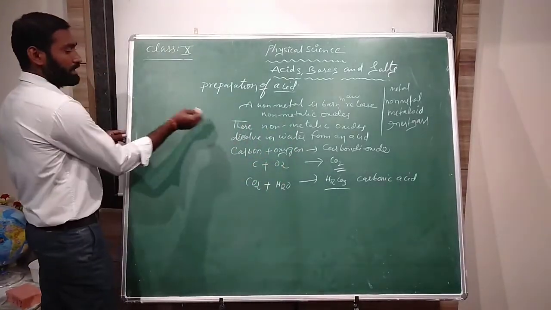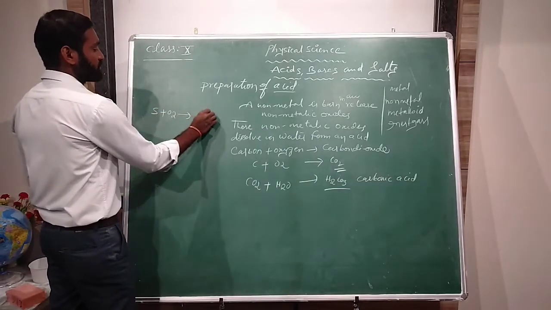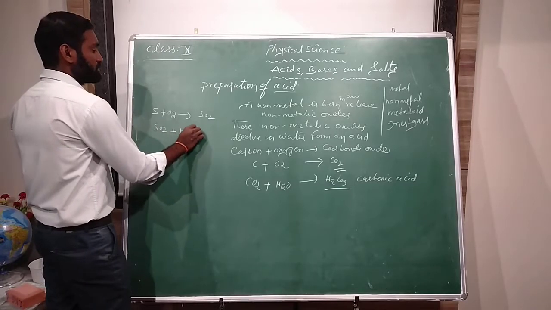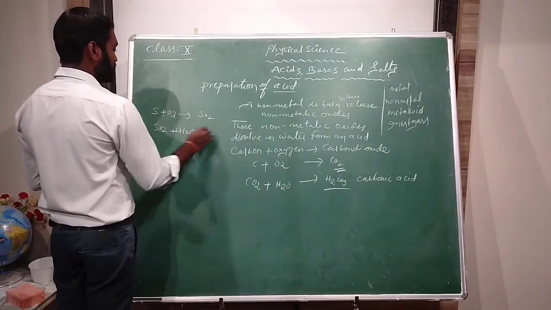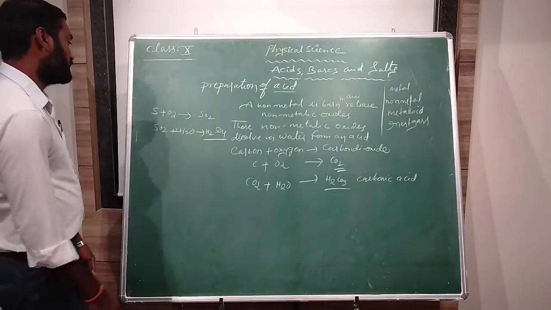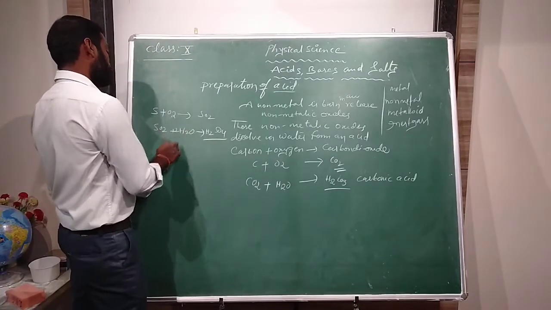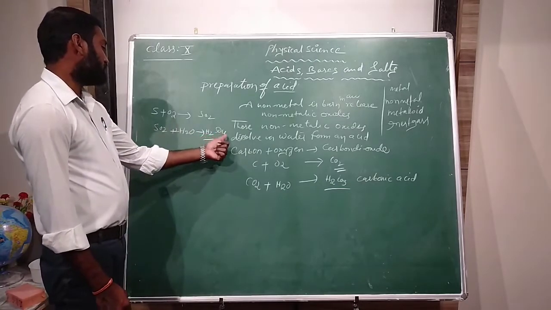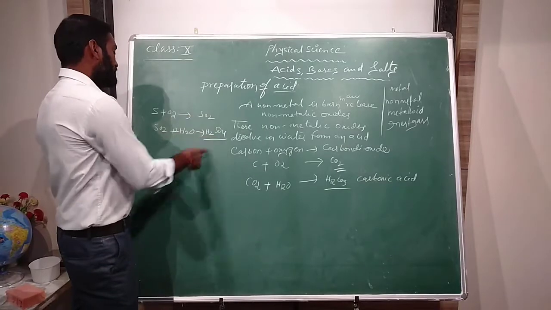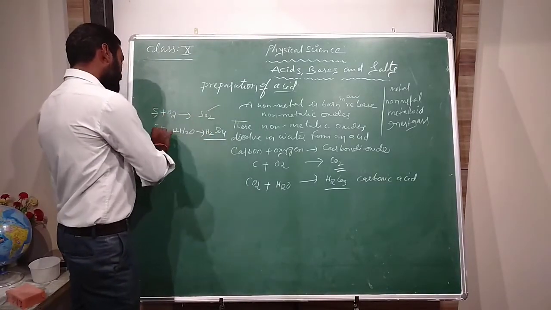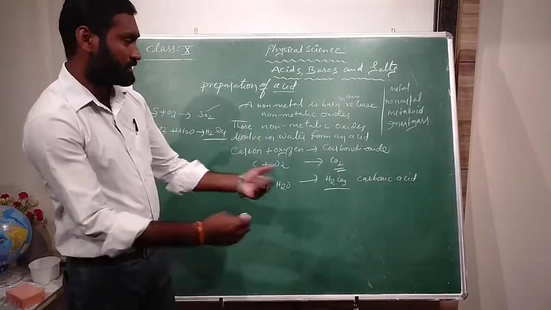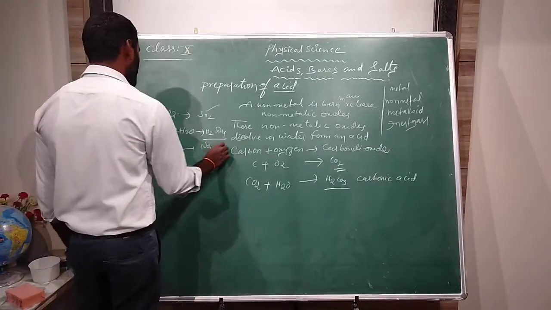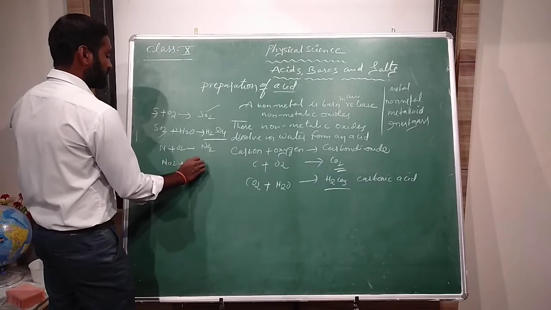Another example is the non-metal sulfur: S plus O2 gives SO2, sulfur dioxide. This sulfur dioxide dissolves in water and forms H2SO3 or H2SO4, sulfuric acid. This is a non-metal forming a non-metallic oxide, which dissolves in water to form an acid. Like that with nitrogen also: nitrogen plus oxygen gives NO2, nitrogen dioxide, which dissolves in water to form HNO3.